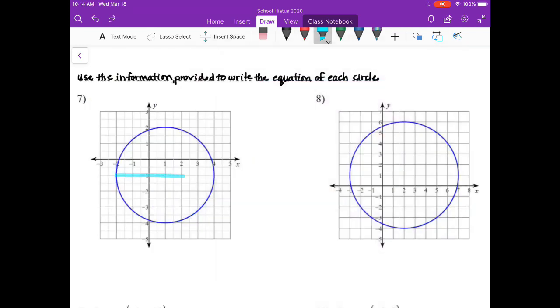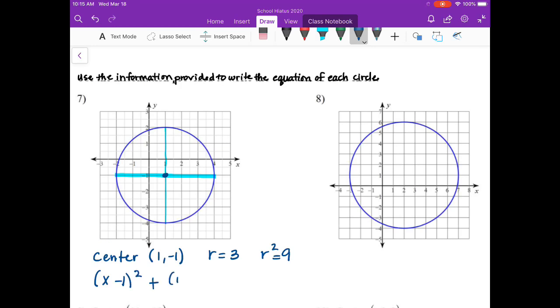To write an equation of a circle given a graph, you want to identify the center of the circle. Make sure that the radius is equal in all directions. Here the center is 1, -1, and the radius is 3. Square the radius and substitute the coordinates of the center into the equation.